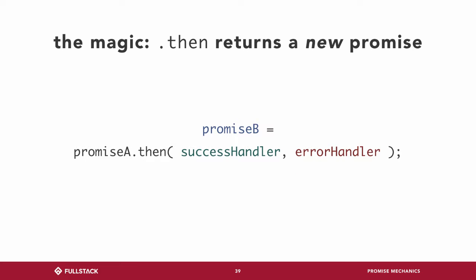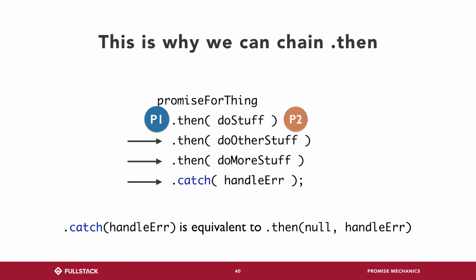The magic is also that a then ends up returning a new promise. So you could take this promise for something, you then get another promise that you could call then on, and you get another promise that you could call then on again. The reason it works is that the then method returns a new promise. If a then method call returns a new promise, it makes sense that you can call then on it. And it makes sense that you can call catch on it as well, if it gets rejected at any stage of the game.